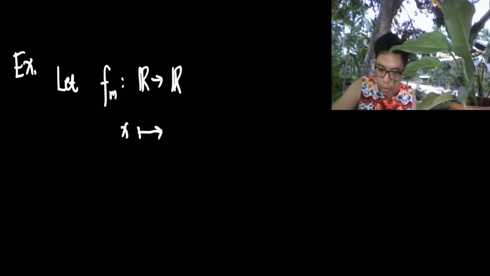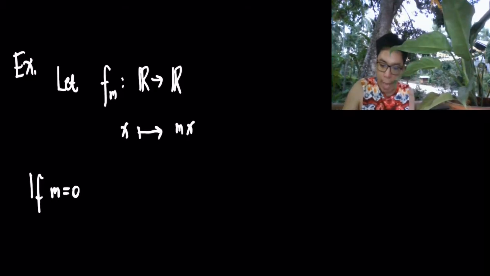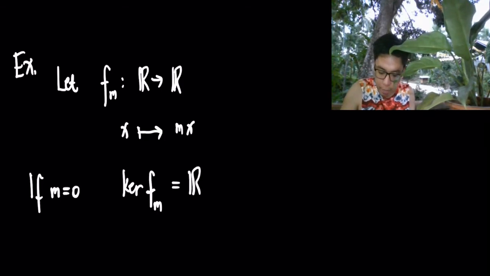let Fm map from R to R, defined by sending x to mx. Okay. It has two cases, by the way. So, suppose M here is 0. What happens is the kernel of Fm is entirely R. Why? Because if M is 0, this here becomes 0, meaning to say that all elements from your R are actually mapped to a 0 value. So, the kernel of F is entirely the set of real numbers.